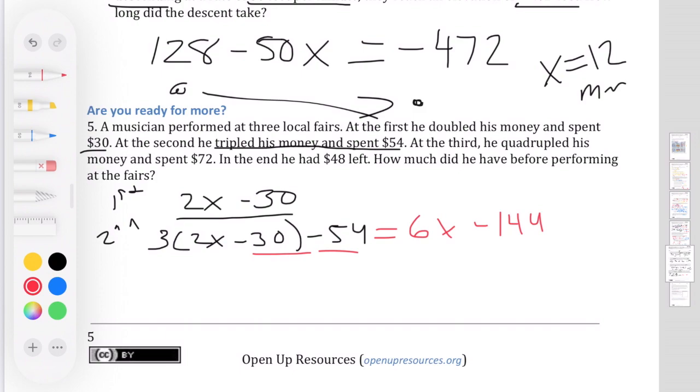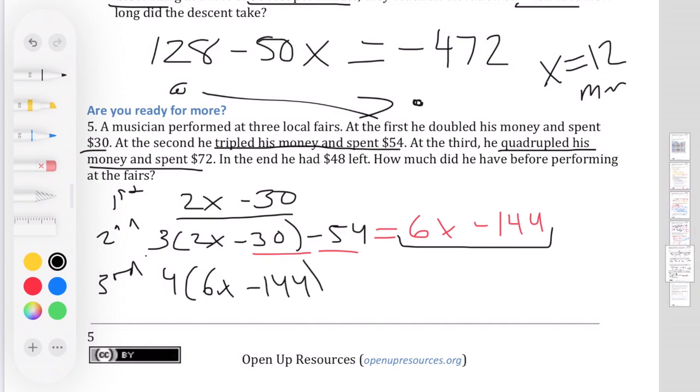Then at the third fair, our buddy, he quadrupled his money and spent $72. Well, we can't just write 3x or 4x minus 72. We're going to have to use this because that's what our money is now represented by. So we have our third fair, and then we have to go 4 times 6x minus 144, and then we subtract another $72. Well, again, we need to combine some like terms.